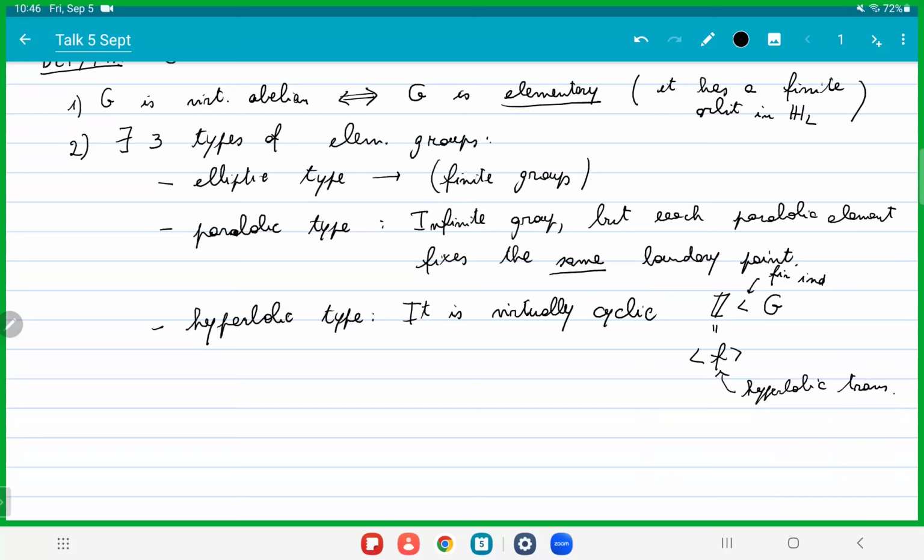So this is a super strong result, but it's also a basic result in hyperbolic geometry that tells us that if we want a virtually abelian group of isometries, we only have 3 types. Either it's finite, or it's infinite, all elements fixing the same boundary point, or it's virtually cyclic, generated by a hyperbolic transformation.